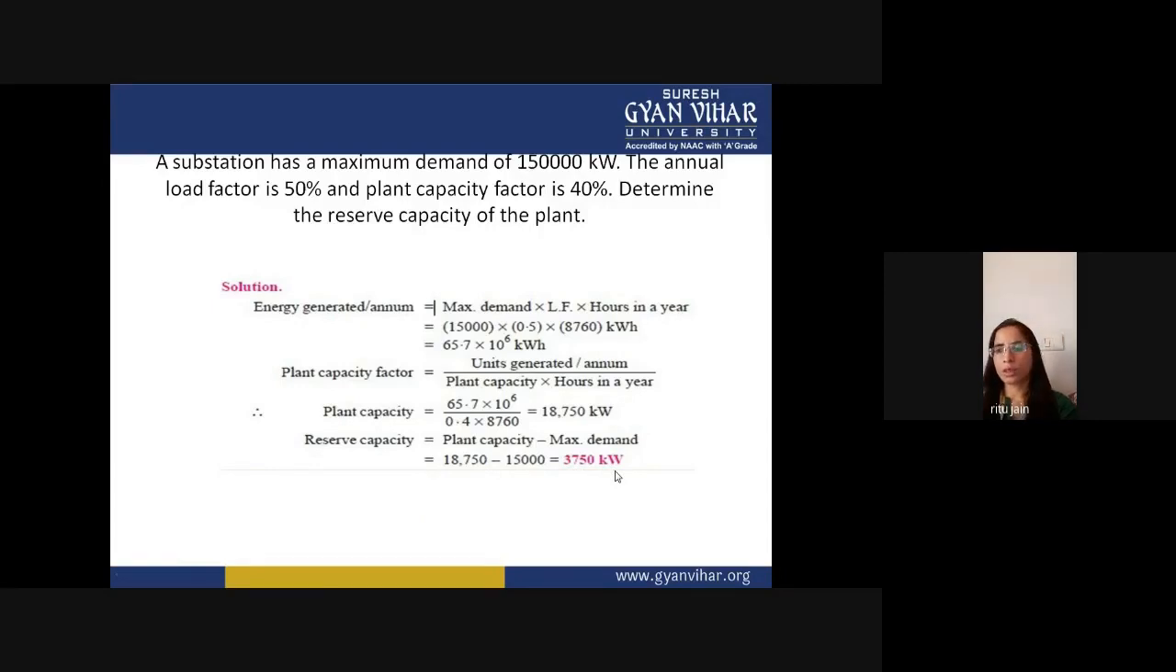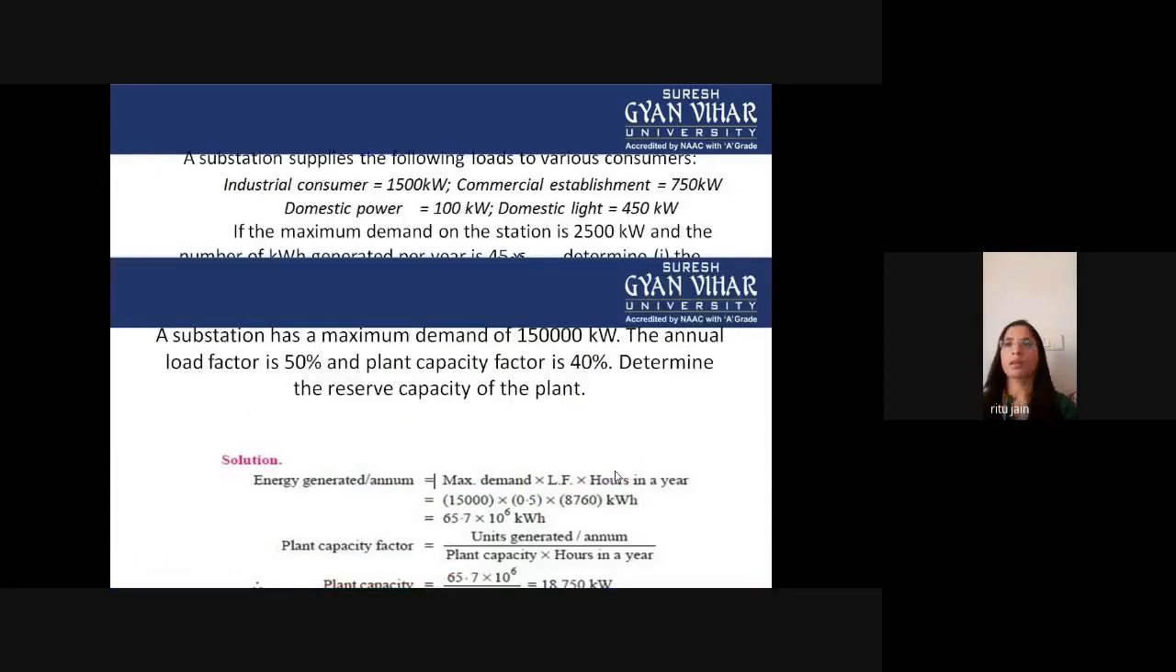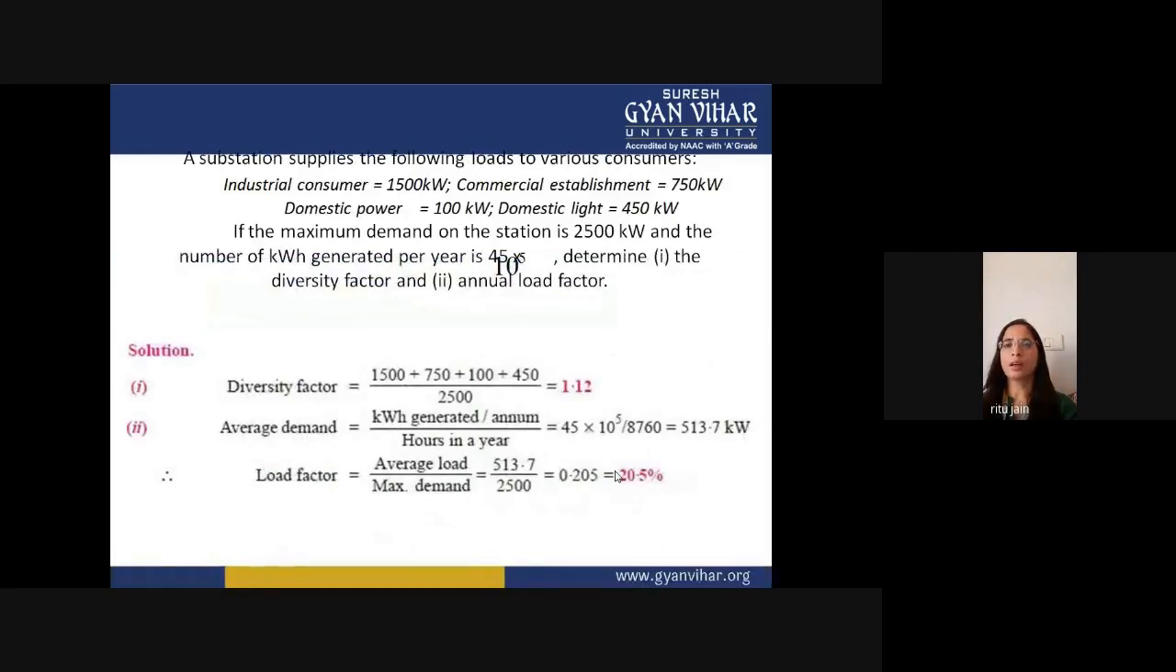Now next, come to the next question, that a substation supplies the following loads to various consumers. Okay, in which we have four loads. One is your industrial consumer, it is supplying 1500 kilowatt. Commercial establishment, it is supplying 750 kilowatt. For domestic purpose, it is supplying 100 kilowatt, and for domestic light purpose, it is supplying 450 kilowatt.